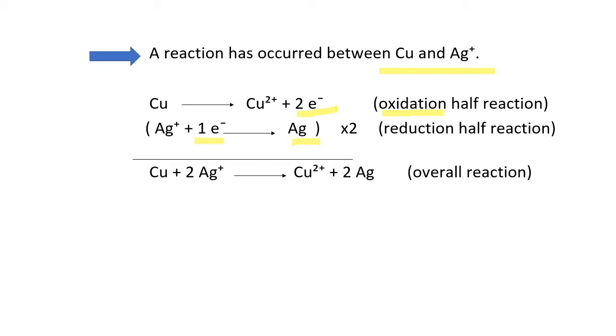This is a reduction half reaction. There is gain of electrons. So Ag+ plus 1 electron gives Ag. This is the reduction half reaction. To get the overall reaction, we should have the same number of electrons in both half reactions. So we multiply the second reaction by 2 to get 2 electrons here. Thus the overall reaction will be Cu plus 2Ag+ gives Cu2+ plus 2Ag. This is the overall reaction obtained from oxidation and reduction half reactions.